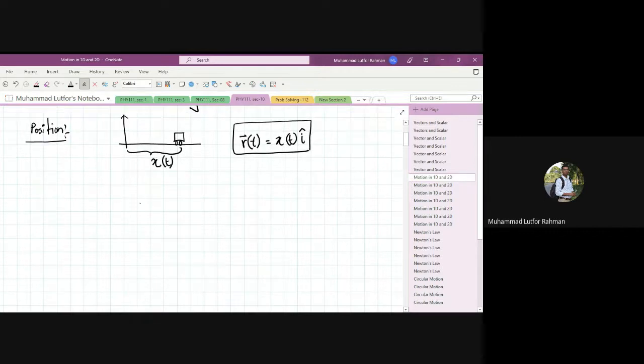Now, what about the two-dimensional case? Say I have a particle like that. If I draw two-dimensional axes, say this is my x-axis and this is my y-axis. Say I have a car over here. Say this is the point P, and the coordinates of that point P are x1 and y1.